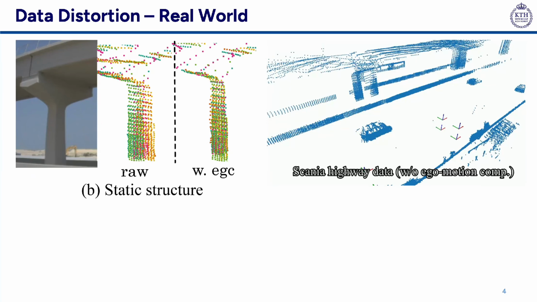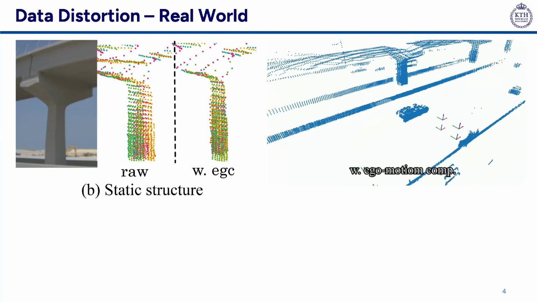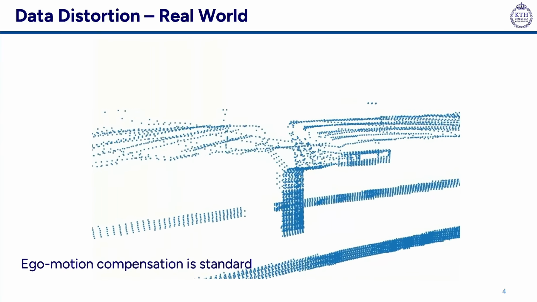Now let's check the distortion in the real world. Note the clear distortion in the static structure. Here is a brief sequence demo from our highway dataset. We will pause at one frame and compare the same before and after ego motion compensation.